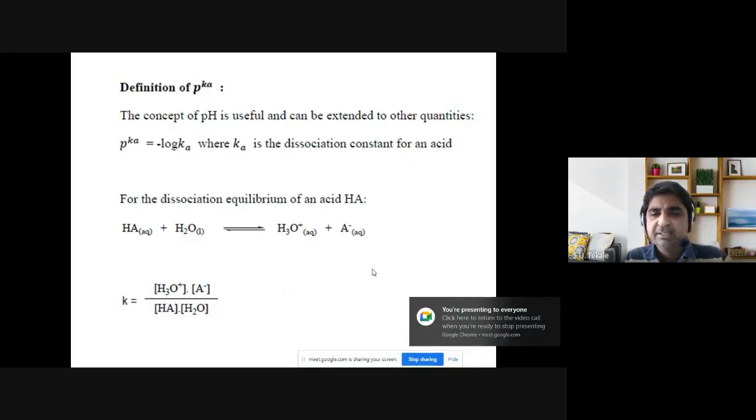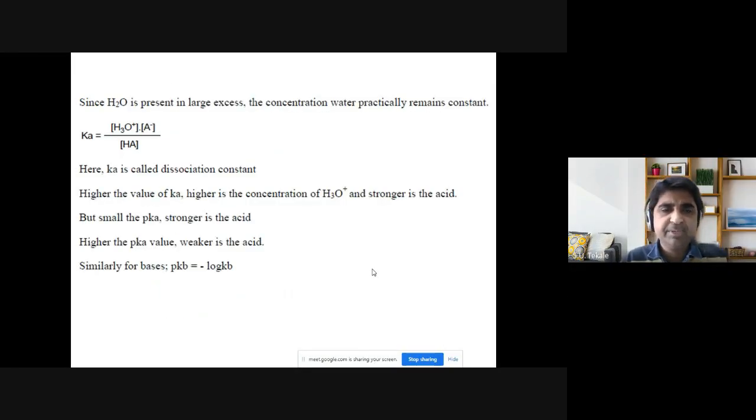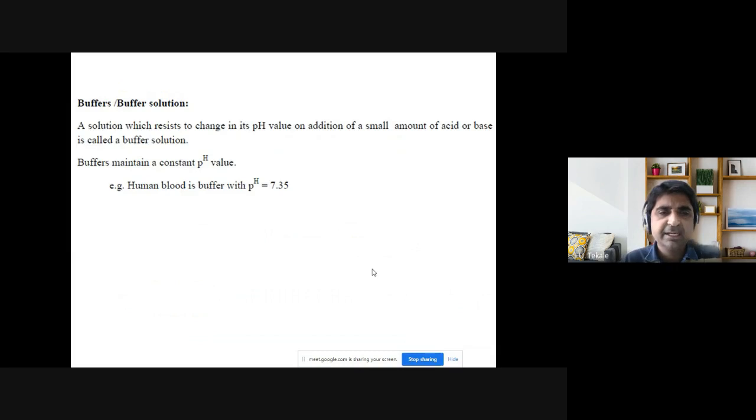pKa, pKb, the concept of pH, pOH, right? And the buffer solutions. Okay, so what is this buffer? Buffer is nothing but a solution which resists change in its pH value on addition of a small amount of either acid or base to it. That is called a buffer solution.